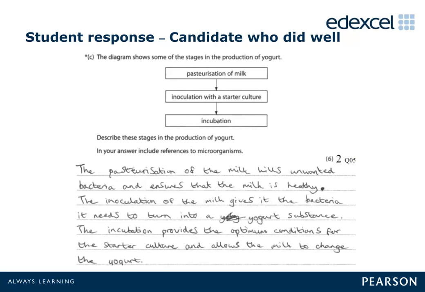The next 3 slides will look at Question 5C of the Foundation Tier paper. This question gave the candidates some information about yogurt making, and they are asked to describe the stages, including the role of microorganisms. Candidates found this question difficult to access. This candidate has correctly described why pasteurization takes place, but then the response is too vague to score the higher marks.